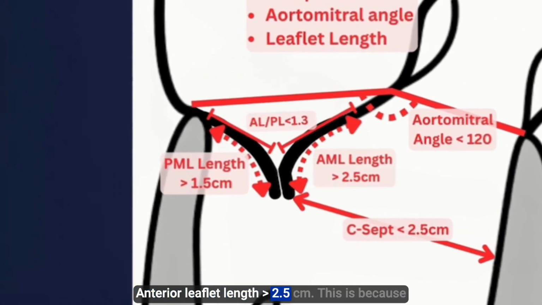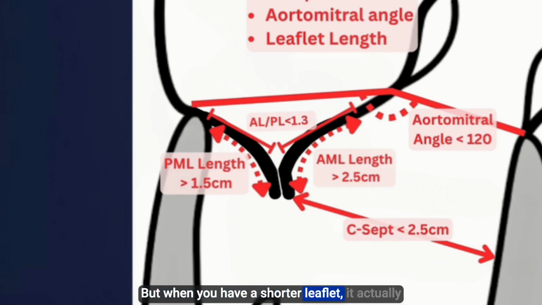Anterior leaflet length greater than 2.5 centimeters. This is because when you have redundant anterior leaflet tissue, you have a redundant amount of tissue that's more likely to flop into that left ventricular outflow tract. A posterior leaflet length greater than 1.5 centimeters. This is relevant because when you have a longer posterior leaflet, this can push that location of the coaptation point towards the left ventricular outflow tract.